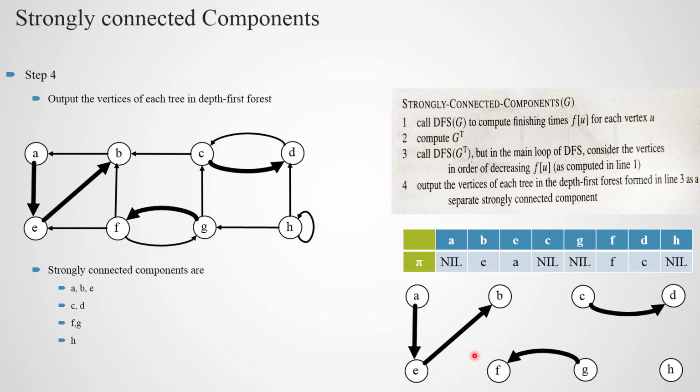So A, B, E is a strongly connected component. F and G is a strongly connected component. C and D is a strongly connected component. And H is also a strongly connected component. So finding strongly connected components is one of the applications of depth first search.